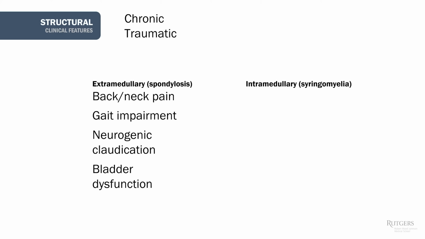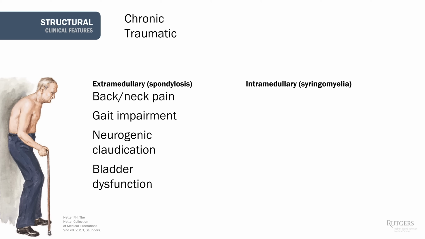What are the typical symptoms of cord compression? Back pain, gait impairment or spastic gait because legs are represented laterally in the descending corticospinal tract, neurogenic claudication, and bladder dysfunction. Think of an older patient with back pain, bent over posture, and incontinence who cannot walk long distance without pain and cramping in the legs.